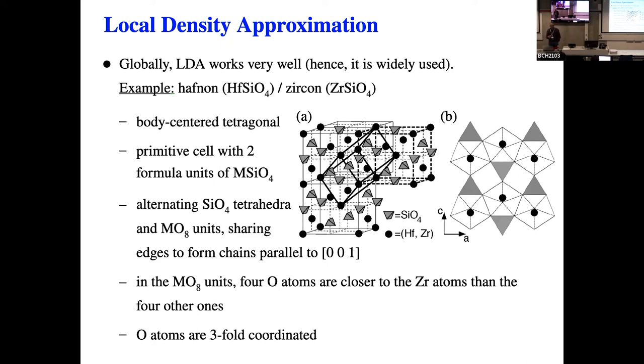So typically, it's a body-centered tetragonal system. You have two formula units of MSiO4 in the unit cell. And you can see that it's alternating SiO4. So if you look along the c-axis, you have these SiO4, which are the tetrahedra in gray, and then the MO8 units, those polyhedra that you have there, okay? In these MO8 units, you have eight oxygen atoms at the corners. Four of those are closer to the zirconium, and four are a bit longer, further away. And each of the oxygen atoms is three-four coordinated.